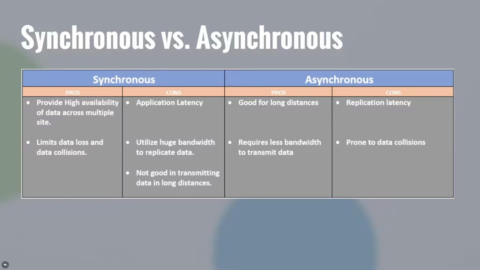Asynchronous replication resolves application latency since replication is not happening in all locations at once. It also requires less network bandwidth compared to synchronous, but sacrifices replication latency since data may be out of sync at some time. It is also prone to data collision, especially if you are updating thousands of rows and replication starts again on the same data.